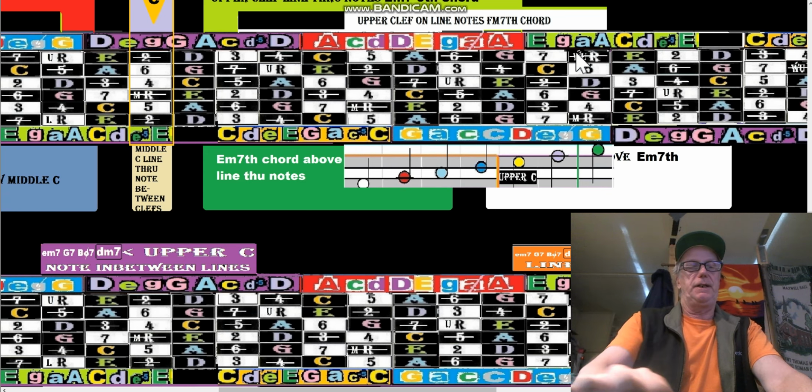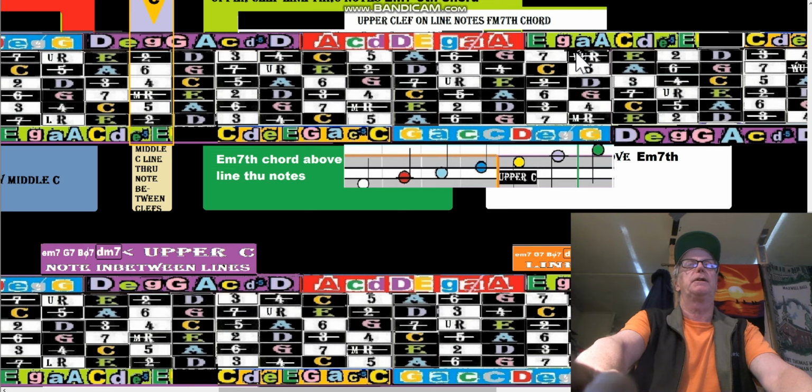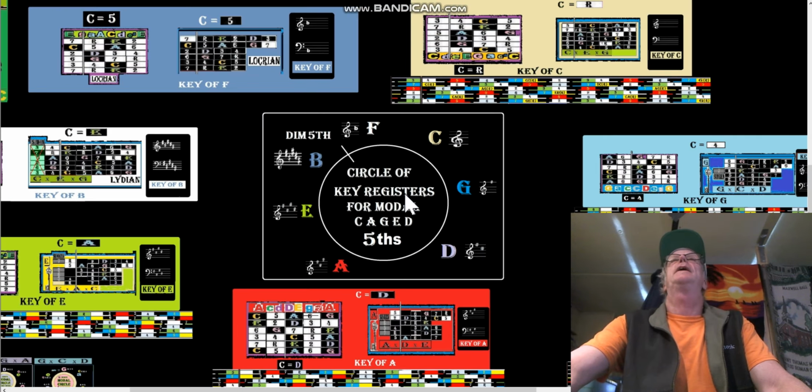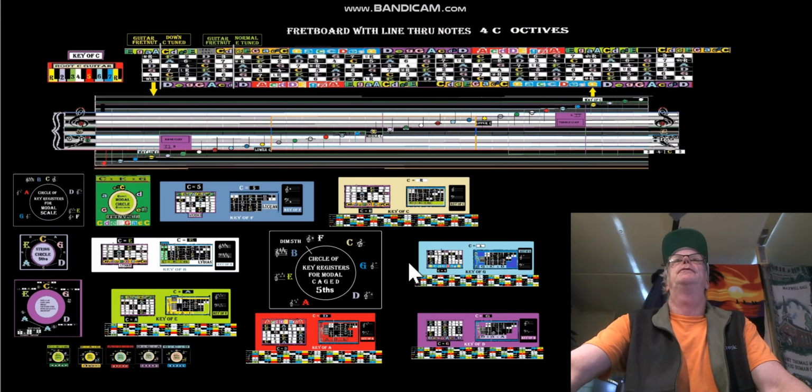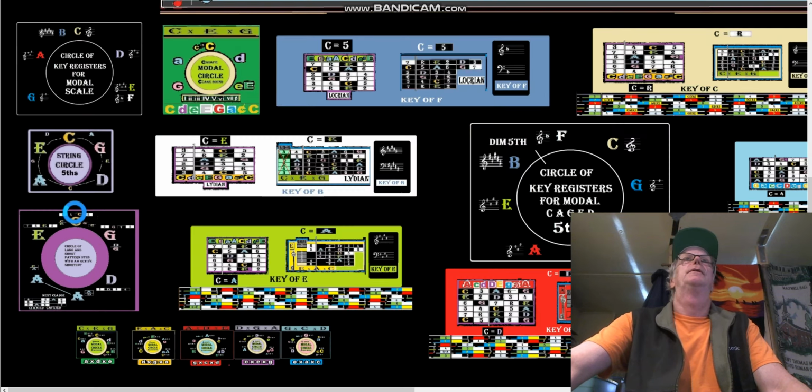Now let's get to today's chart. The most recent chart has some interesting stuff. Just like our circle of fifths for the string shapes.